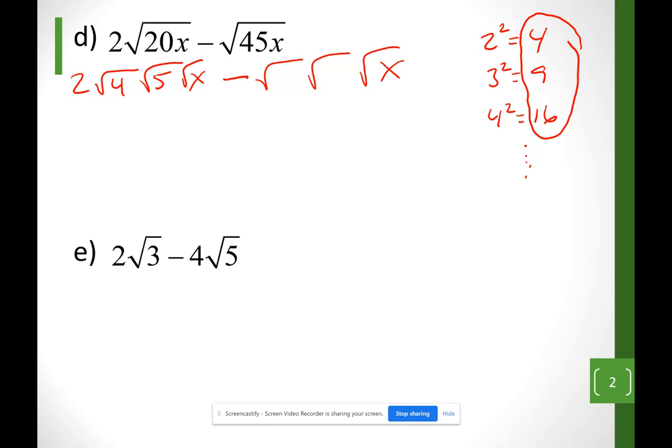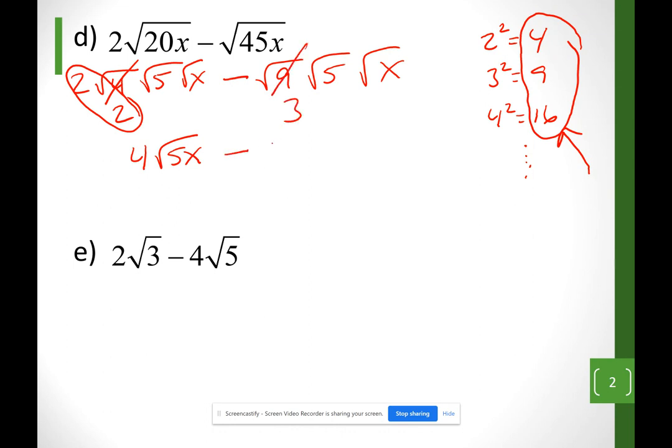Square root of 45. Once again, I'm thinking 2 numbers that multiplied equals 45. One of my numbers from the list. So I'm going to go as 9 times 5. All right, so I know the square root of 4 is 2. When I combine these, I have to multiply them. I have 4 square root of 5x. I know square root of 9 is 3. So this gives me minus 3 square root of 5x.